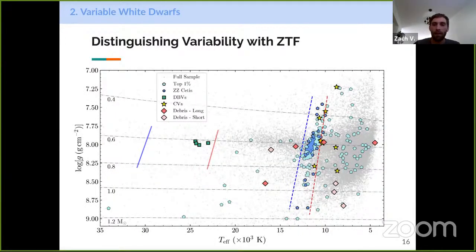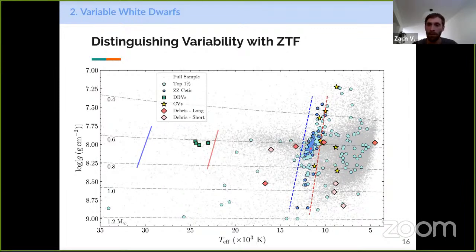And here's just a kind of broad summary of a lot of the stuff that we've found using this method so far. So here again is a log-g versus Teff diagram with the DA instability strip and DB instability strip on the left. And all the light blue points are just the top 1% most variable. We haven't identified what all of those are, so some of them don't have a classification yet. But for those that do, they have different colored points.